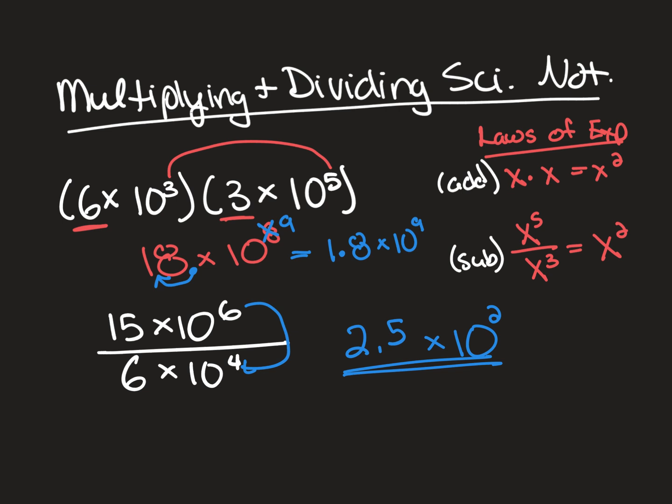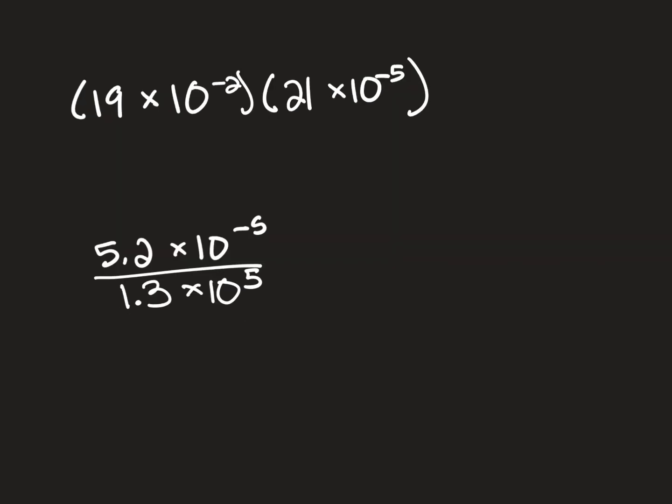Let's try a couple more examples. So the first one, again, we are multiplying, so we are going to add those exponents together. Even though they're negative, they're both negative, so they do in fact just become -7. And I am going to multiply 19 times 21. In the calculator, I get 399.